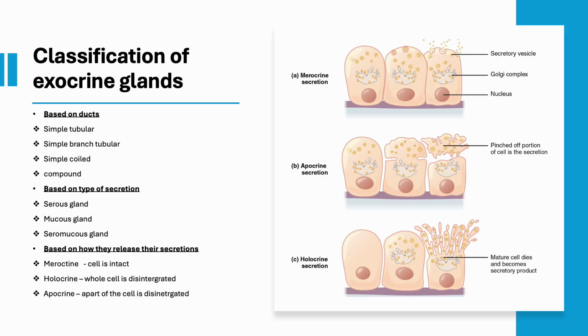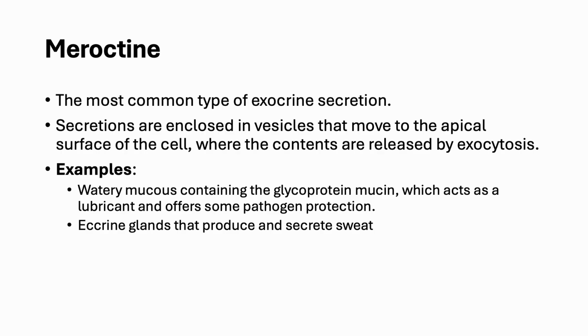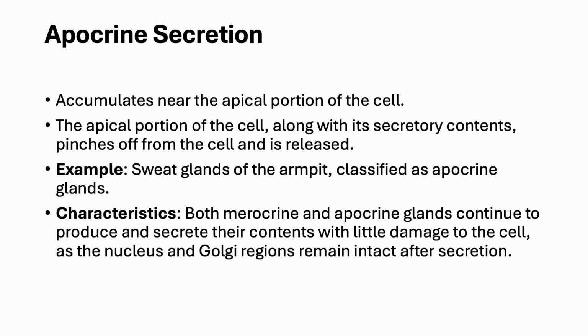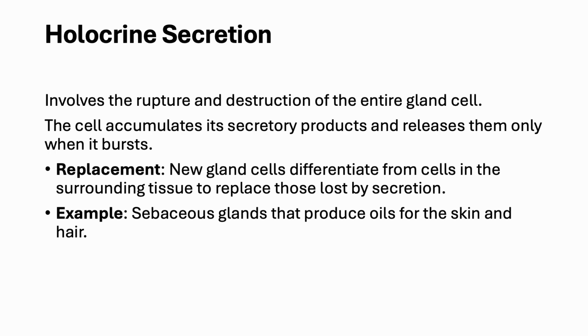Examples of merocrine, they are mostly found in eccrine glands that produce sweat. We can have watery mucus containing glycoproteins. Apocrine, for example, the sweat glands of the armpits. And holocrine, for example, sebaceous glands that produce oils for the skin.